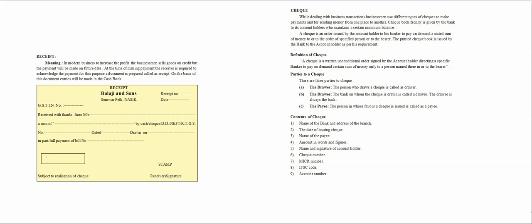Then parties to the check: first is the drawer, drawee and payee. Drawer: the person who draws a check is called the drawer. Drawer, the person who draws the check, is called the drawer. Then the drawee: the bank on whom the check is drawn is called the drawee. The drawee is always the bank.